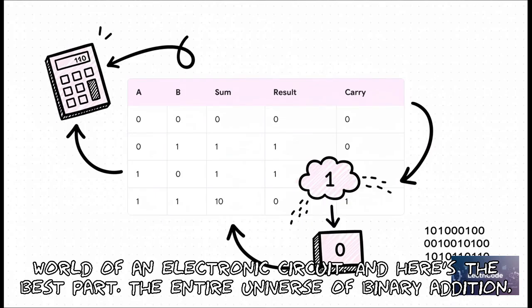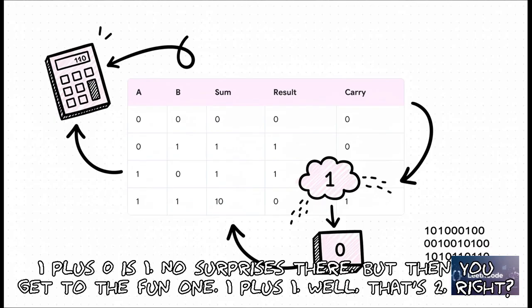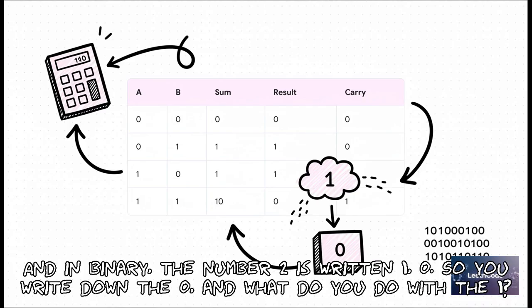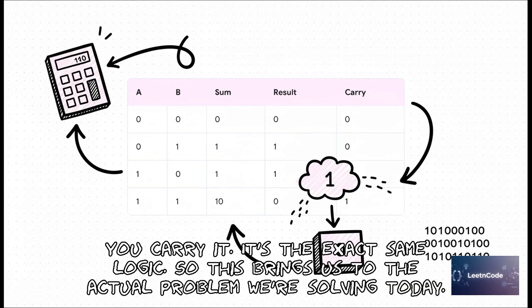And here's the best part. The entire universe of binary addition, I don't care how huge the numbers are, comes down to just these 4 rules. 0 plus 0 is 0, 0 plus 1 is 1. 1 plus 0 is 1, no surprises there. But then you get to the fun one, 1 plus 1. Well, that's 2, right? And in binary, the number 2 is written 10. So you write down the 0, and what do you do with the 1? You carry it. It's the exact same logic.